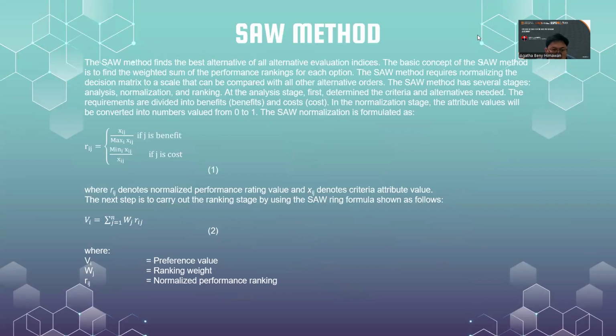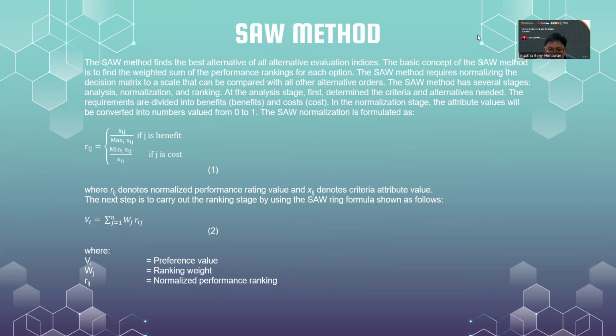The SAW method finds the best alternative among all alternatives based on evaluation indicators. The basic concept of the SAW method is to find the weighted sum of the performance ratings for each alternative. The SAW method requires normalizing the decision matrix to a scale that can be compared with all other alternative ratings.